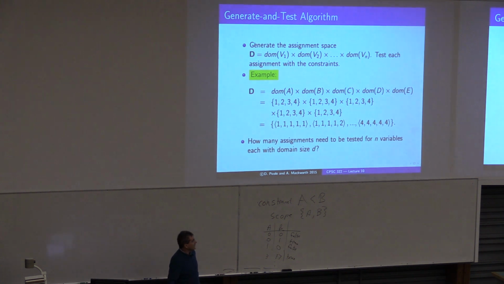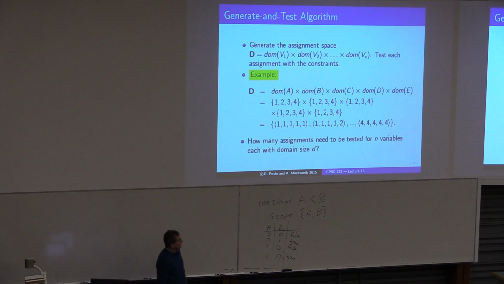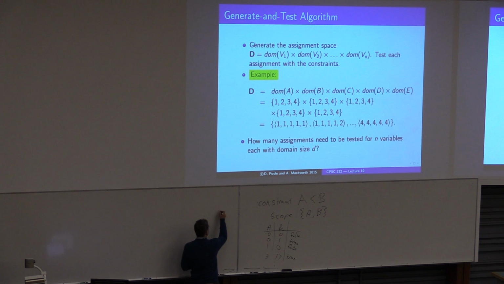So the first algorithm we'll give is generate and test. We can generate the assignment space, the cross product of all of these domains, and test each assignment with the constraints. If we have variables A, B, C, D, and E with 4 values on each, 1, 2, 3, or 4, then we end up with this space. How big is the assignment space? Quick. 4 to the 5th, right? It's 4 times 4 times 4 times 4 times 4.